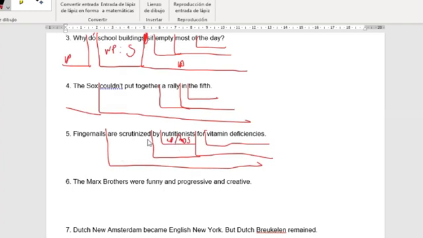Then you have are scrutinized. Are is what? Are is an auxiliary. Scrutinized is a past participle. And then the status is what? Present. Present passive. Write it down, professor, please. Present passive.